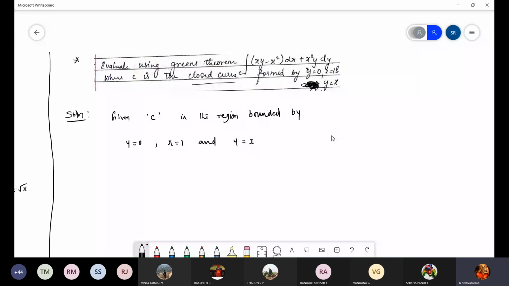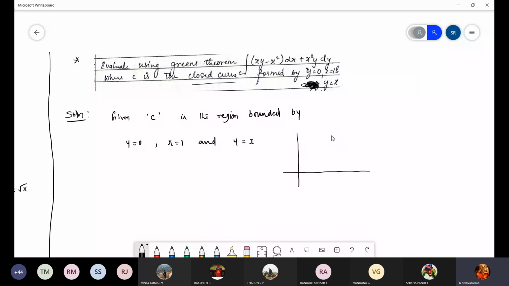I'll give you one or two minutes. Can anyone identify this common boundary? If you draw the curve of each, y equal to 0 means what, x equals 1 means what, and y equal to x means what? What common region will you get? A triangle, a right angle triangle. Yes, very good.